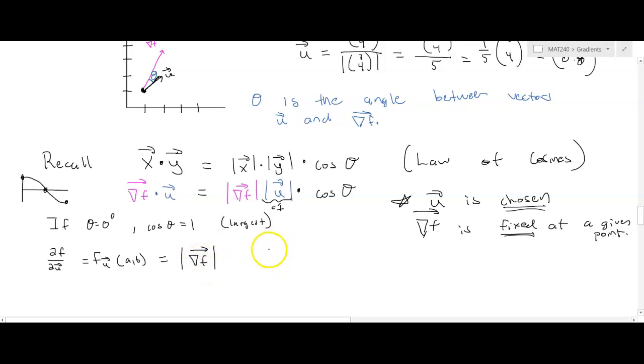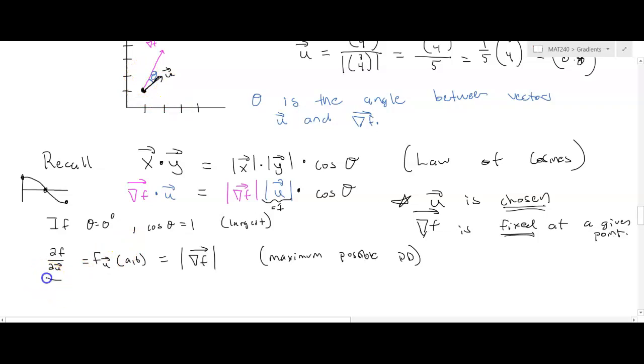And this is the maximum possible directional derivative. In other words, if you move in the direction of the gradient vector, that is the largest possible slope that you can have. In other words, if this were a mountain, if we moved in the direction of the gradient vector, we would be traveling uphill in the greatest possible capacity. That is to say that we were traveling along the steepest part of that mountain.